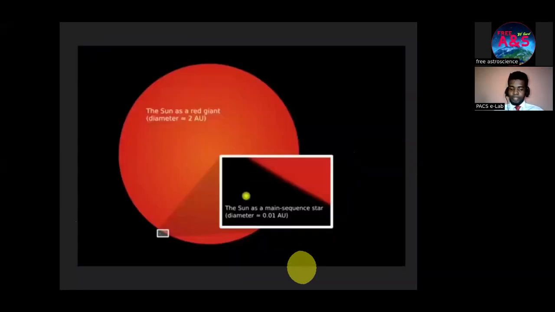So here is the size. Here is the sun. At this stage, it is still a main sequence star. Here's the magnified diagram, and here is going to be the sun when it becomes a red giant. You can compare the size. But in the red giant, it's going to be very much less dense than the sun. So it's going to lose its outer layer as planetary nebulae, those beautiful colors you see in astrophotography.